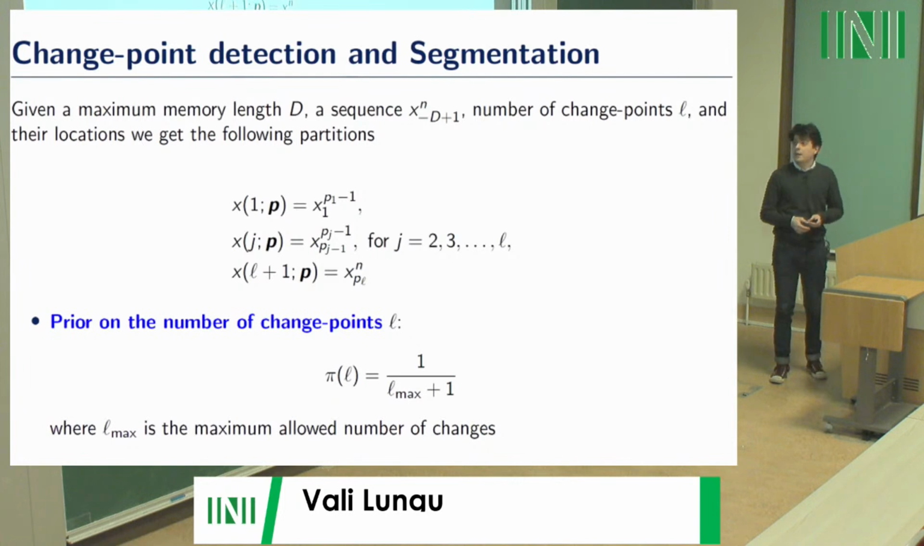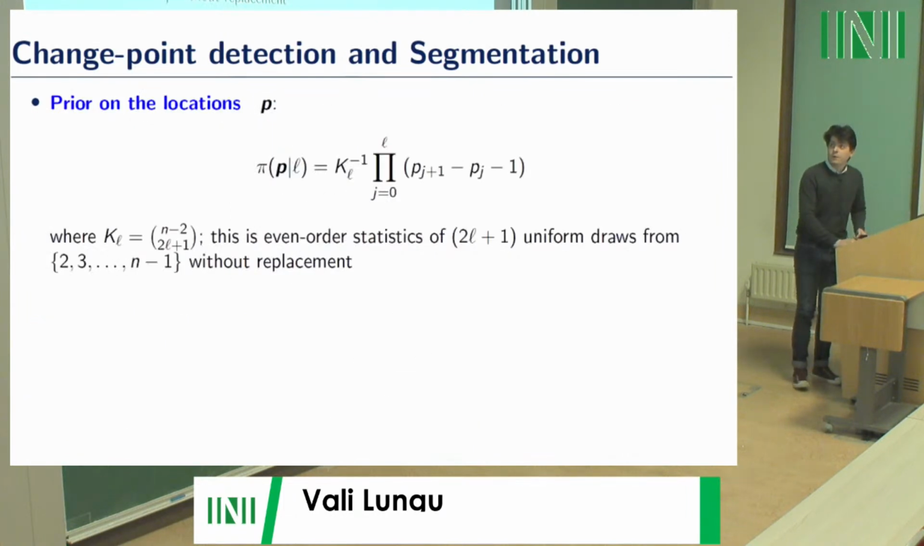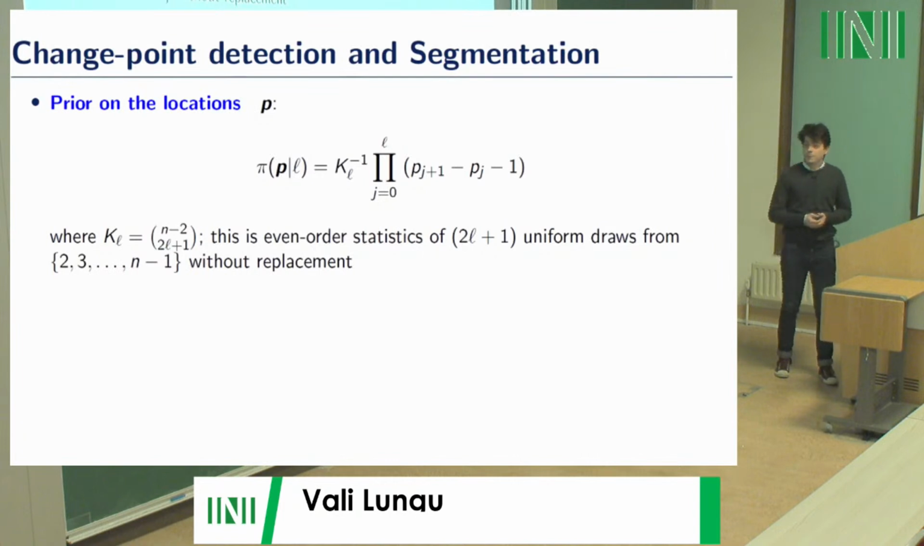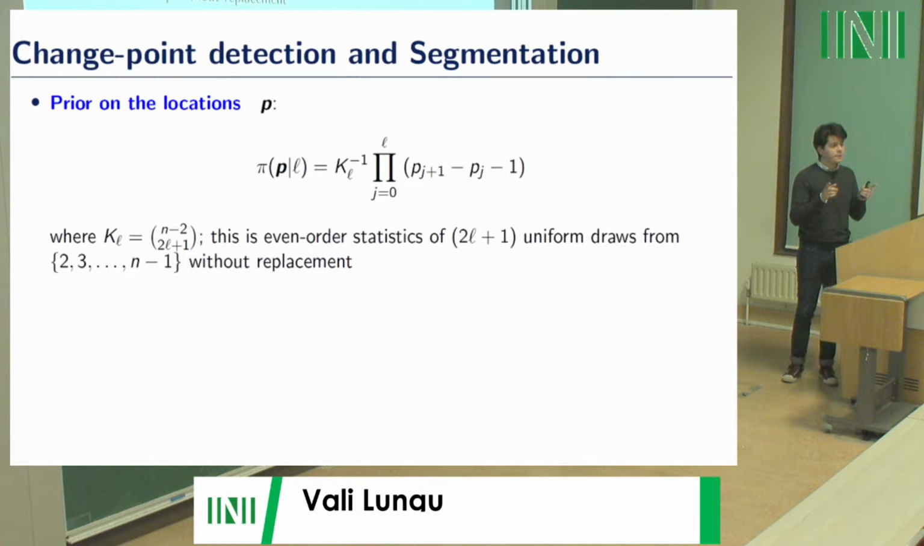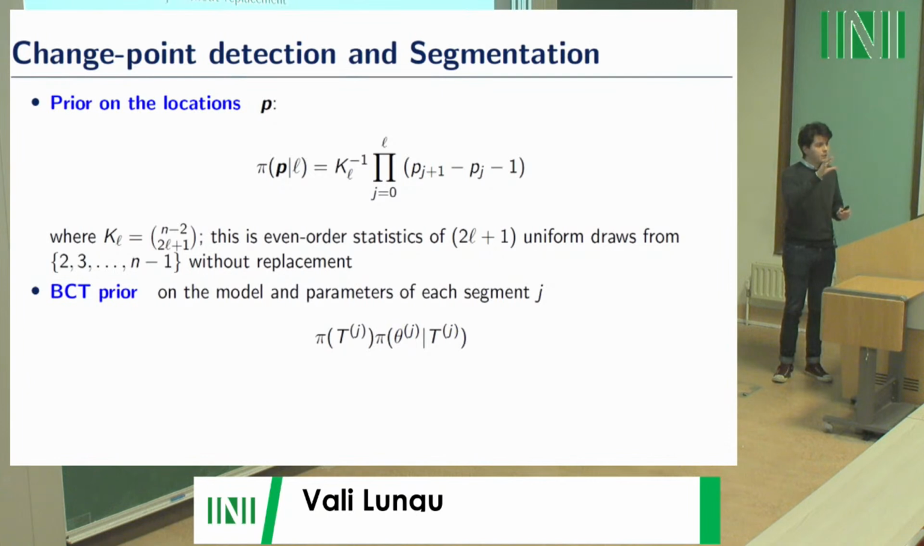Again, we define the priors. We have a flat uninformative prior on the number of change points, where L max is the maximum allowed number of changes. Then we've chosen to work with a prior which penalizes shorter segments. If you have a look at the form of this prior, we're multiplying the lengths of the segments. As I said earlier, this prior penalizes shorter segments and avoids obvious overfitting, so we're not letting two change points be near each other.